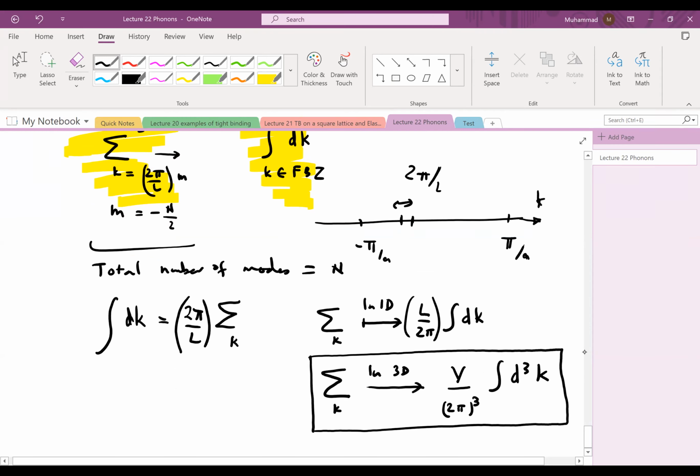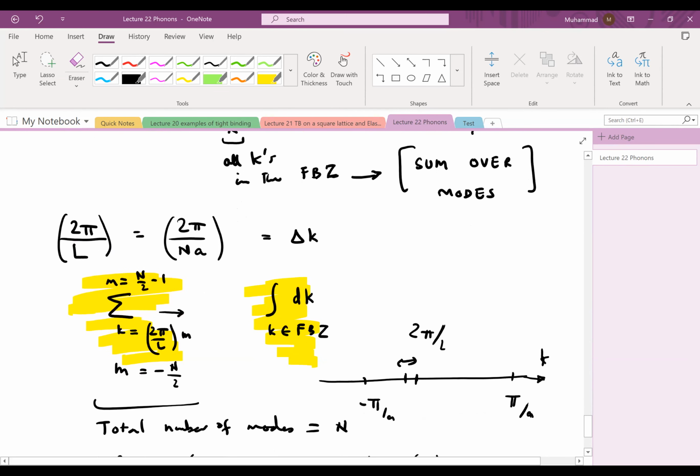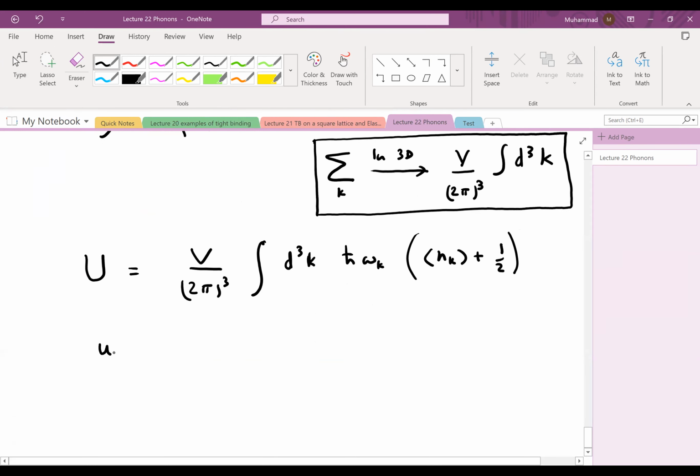Anyway, if I were to find the total energy, I could replace this summation with an integral, d cubed k, and then I have h bar omega k times n_k plus 1/2. And the energy per unit volume is given by 1 over 2 pi cubed, integral d cubed k, h bar omega k, n_k plus 1/2.